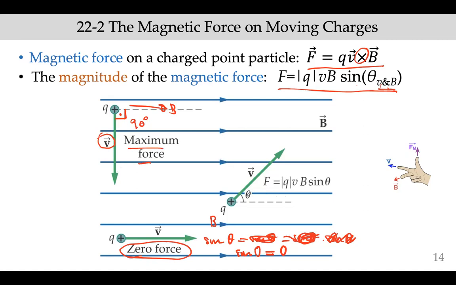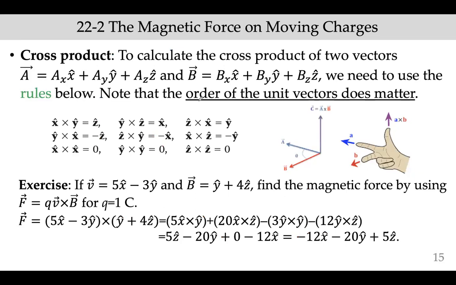And if there's an angle that's neither 0 nor 90 degrees, then again, you would write the angle here. So for example, if it's 30 degrees, then you would have a term as sine 30. So let's talk about cross product.